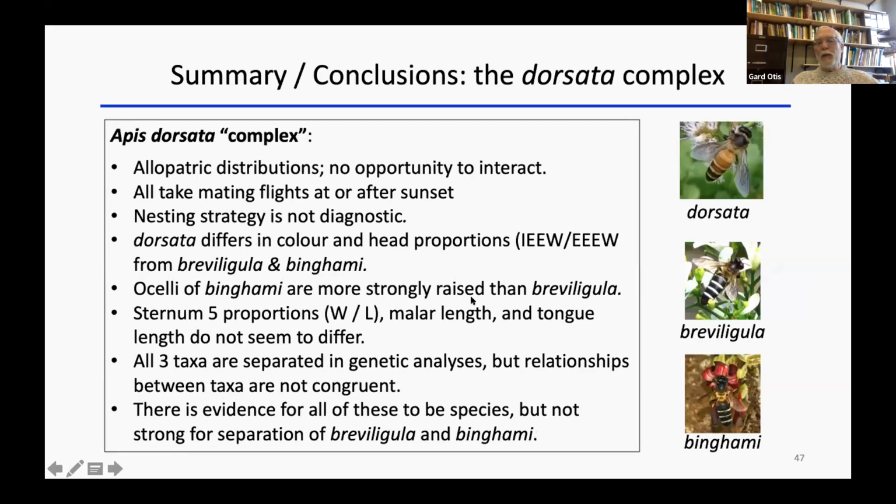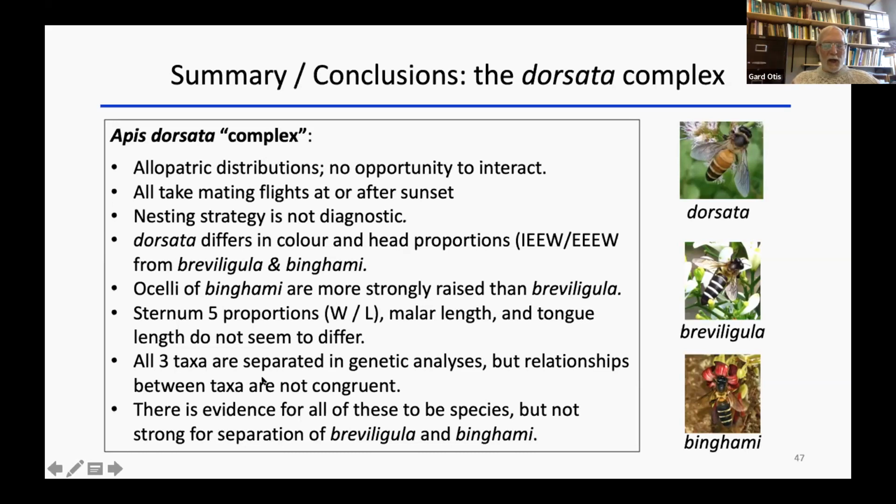Where we run into more problems is within the Dorsada complex. First of all, they have allopatric distributions with Breviligula and Binghamai being on different clusters of islands separate from the mainland. They all take their mating flights at the end of the day at or after sunset. Their nesting strategy differs a bit, but not diagnostically. Dorsada differs in color and in those head proportions that we mentioned. I get the impression from looking at specimens that Dorsada actually has a different head shape from the Breviligula and Binghamai as a group. The ocelli of Binghamai are slightly more raised than in Breviligula. The sternum thigh proportions look like they're a little bit different, but with more data that probably won't hold up.